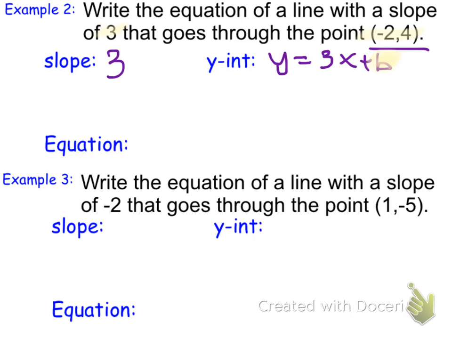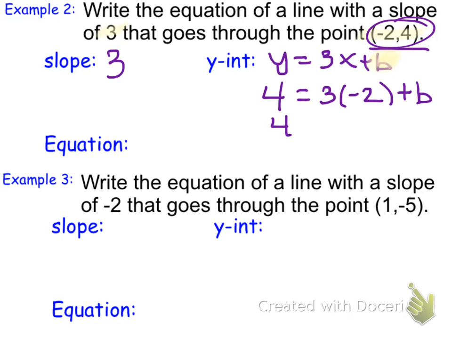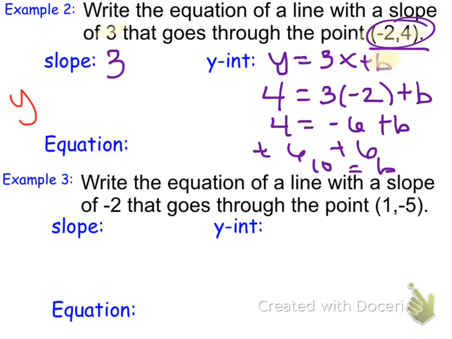Well, we can take what we know, (-2, 4), and plug those in for x and y. Let's take this point (-2, 4). Remember that it's in the form x, comma, y. Let's put 4 in for y and -2 in for x. Let's use our algebra skills now to solve. We get 4 equals -6 plus b. And when I add 6 to both sides, I get 10 for that b value. Now that I have the y-intercept and I have the slope, I can write my final equation. Remember, it's in the form y equals mx plus b. So we get y equals 3x plus 10.